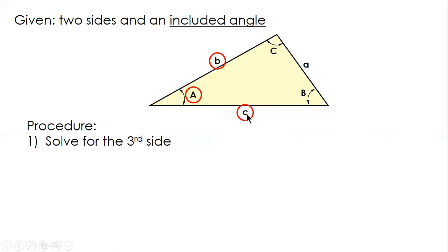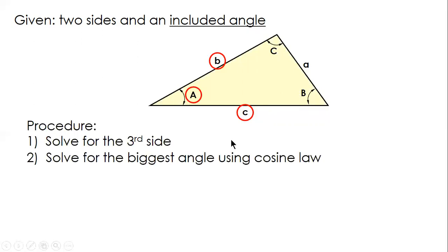Now, after getting the value of A, check your three values. Which of them is the longest side? Example, the longest side is C. You solve for angle C directly using cosine law and not sine law. Solve for the biggest angle to be safe. Normally, after solving for A, you might be tempted to use sine law. It should not be the case. After solving for A, the third side, you solve for the biggest angle.